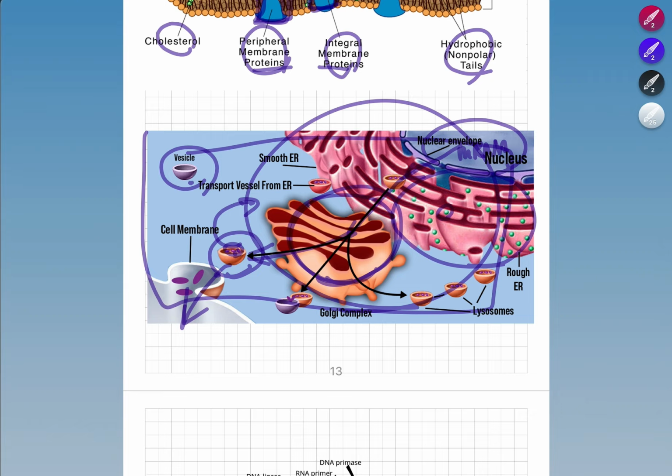Key vocabulary that should be mentioned here, if this were an FRQ of some sort, is exocytosis and endocytosis. Exocytosis is basically, because it's exo, you're excreting it, and endocytosis is when the vesicle is swallowing the material that it's going to transport.